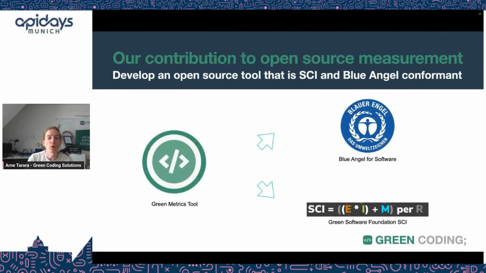And now I want to focus on what we have done, because we believe that both of these labels or standards are very, very beneficial for the green software community. So on the one hand, the Blauer Engel or Blue Angel for software is this very rigorous, very formalized label, but also the Green Software Foundation SCI, which is very flexible, but just needs to be a bit adapted or a bit guardrailed in order to make it comparable. And what we did is we integrated both of them natively in the Green Metrics tool as a measurement functionality.